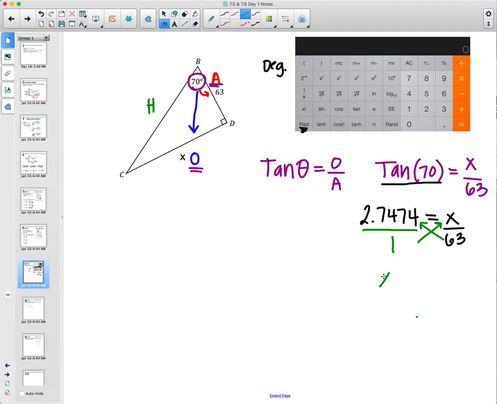So 63 times this was 173.1, and then x times 1 is just x. So your final answer would be 173.1.